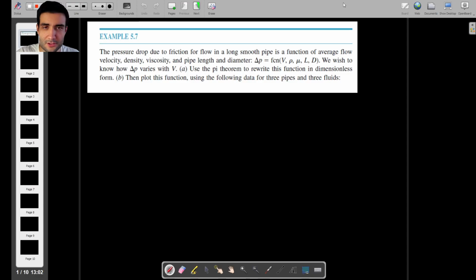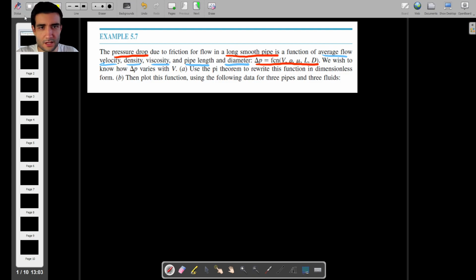Here's another dimensional analysis question which looks at friction in pipes, but again from a dimensionless point of view. So in this case, we have to somehow quantify the pressure drop due to friction in a long smooth pipe, and we have to use a few things such as the average flow velocity, the density, the viscosity, and pipe length and diameter. Okay, so we've got this relationship here, which pretty much states that.